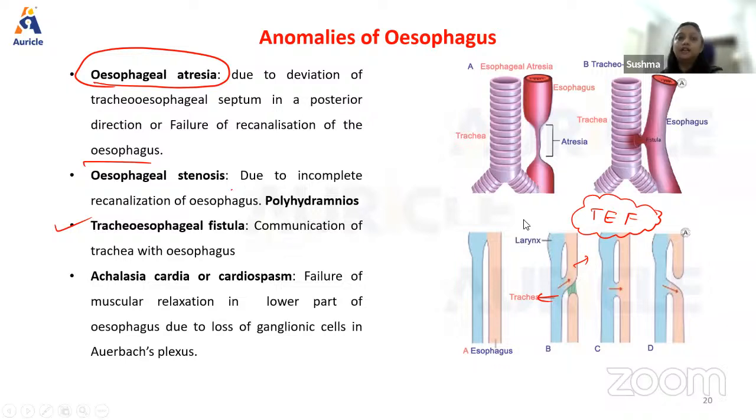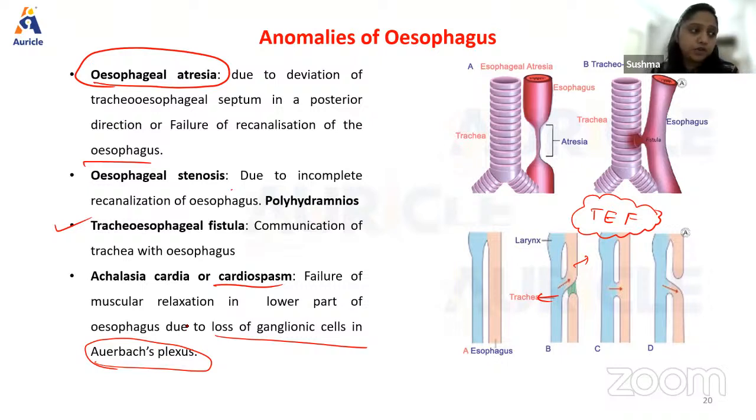Two very important developmental anomalies, guys. Right? Next, third is achalasia cardia or cardiospasm. This happens because the lower esophageal sphincter fails to relax. There are many reasons why this happens, but the main reason is loss of ganglionic cells in the Auerbach's plexus. There are two plexuses, right? Meissner's plexus and myenteric plexus. I hope you know all of these things. Otherwise, you will have to learn, because those are very important things that you learn in histology, right? Next, achalasia is due to loss of these ganglionic cells in the Auerbach's plexus.